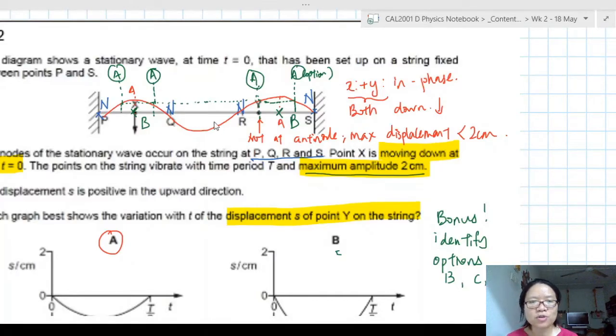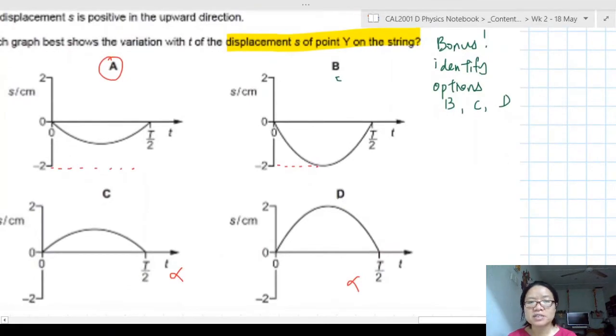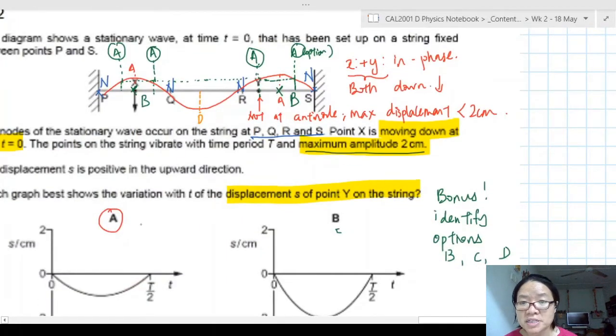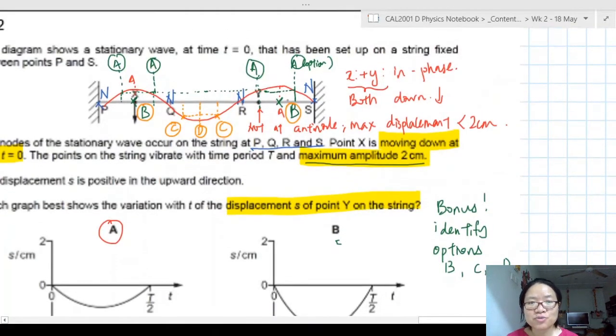Okay, let's move on. What about graph C and graph D? Well, graph D is the most straightforward because D also has 2 cm, so D would be the antinode that is traveling in the opposite direction. So this is D. And if you want to find C, this is C, where it's like the anti-A. Okay, so if you got all of this right, all the options are circled.